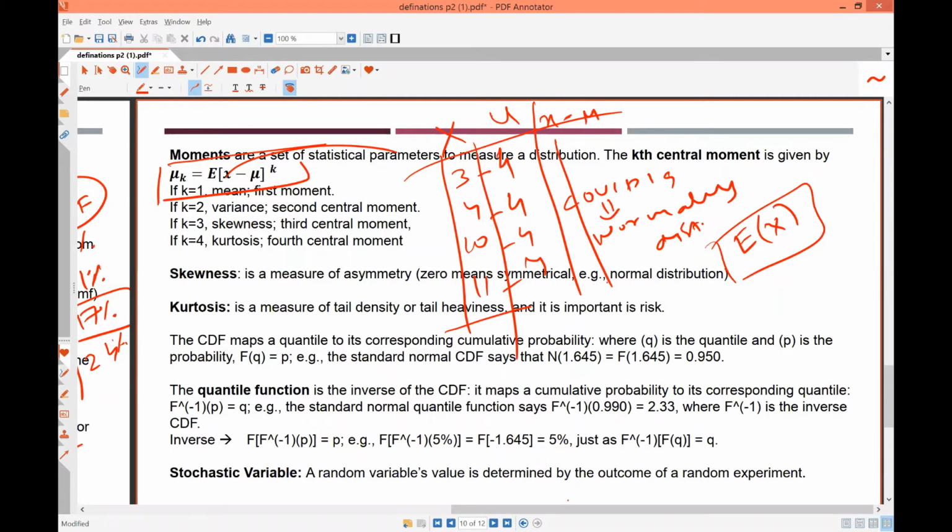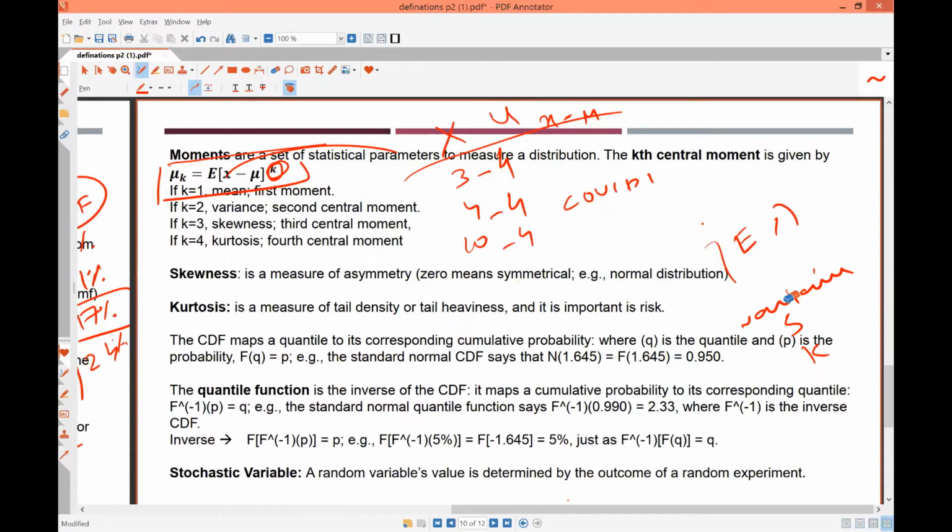You will basically take that to this power. If it's mean, you will just keep it 1. If it's variance, you will square it. If it's skewness, you will cube it. If it's kurtosis, you will give it a power of 4. So these moments will give you 4 things: mean, variance, skewness, and kurtosis. Kurtosis and skewness we will discuss in later chapters.